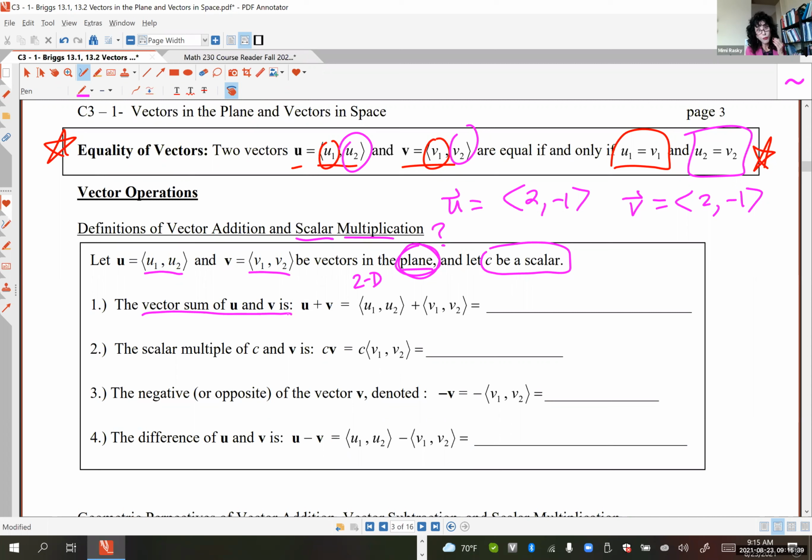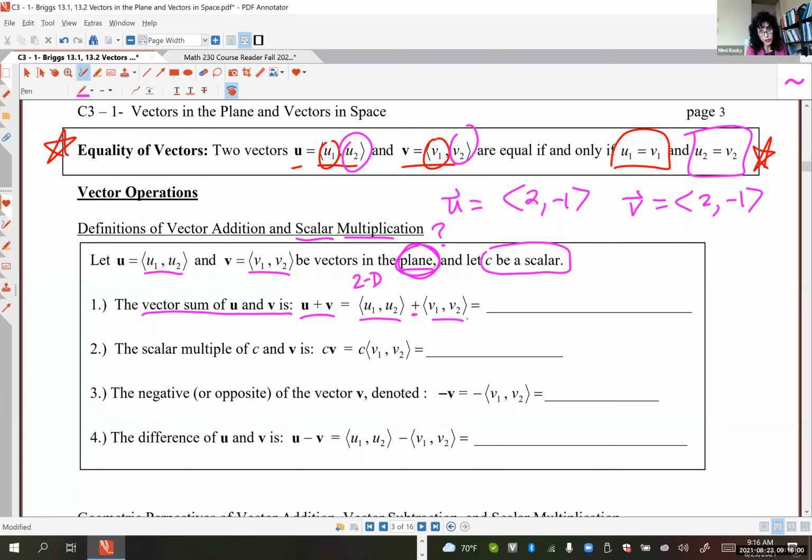And you already have their component form, which means they're automatically in standard position because you have the component form. Somebody says, hey, can you add u and v together, please? And you're like, yeah, sure. So you're going to take the component form for the u vector plus the component form for the v vector. And what the heck is the result?